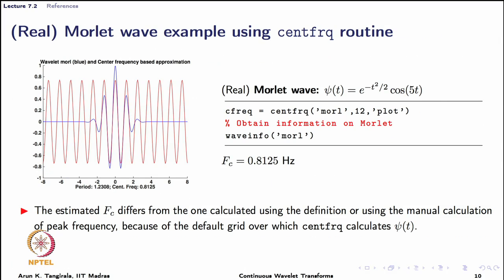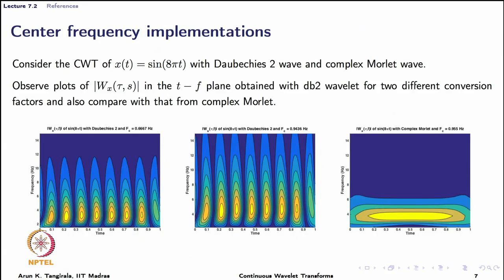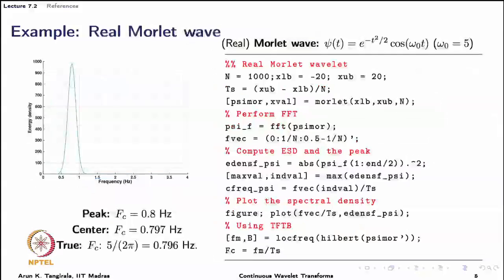Whereas here the CENT-FRQ calculates it to be 0.8125. Earlier when we calculated the peak frequency, we had 0.8 hertz. The CENT-FRQ also calculates the peak frequency, but why does it return 0.8125? The answer is because it computes over a shorter interval, that is, it computes the Morlet wave over this interval -8 to 8, whereas here we computed it over -20 to 20.